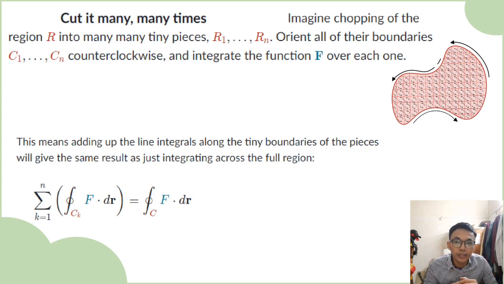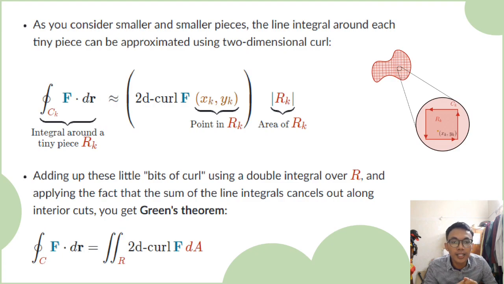So as you consider smaller and smaller pieces, the line integral around each tiny piece can be approximated using two-dimensional curl as below: integral around a tiny piece Rk, point in Rk, area of Rk. Next, adding up these little bits of curl using a double integral over R and applying the fact that the sum of the line integrals cancels out along interior cuts, you get the Green theorem. So next we go to the engineering application.